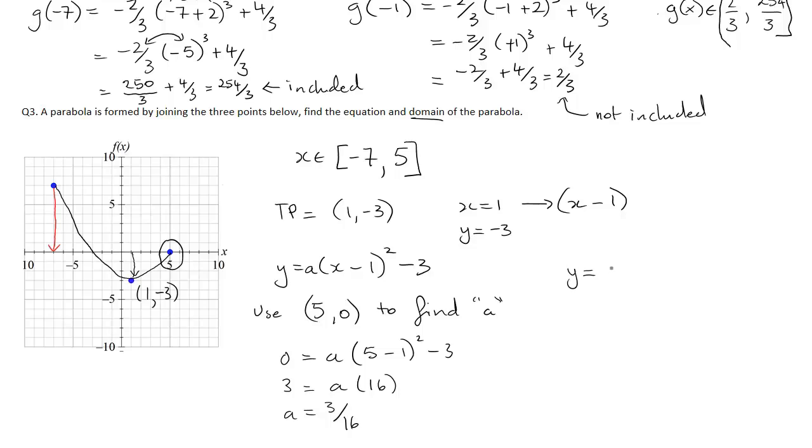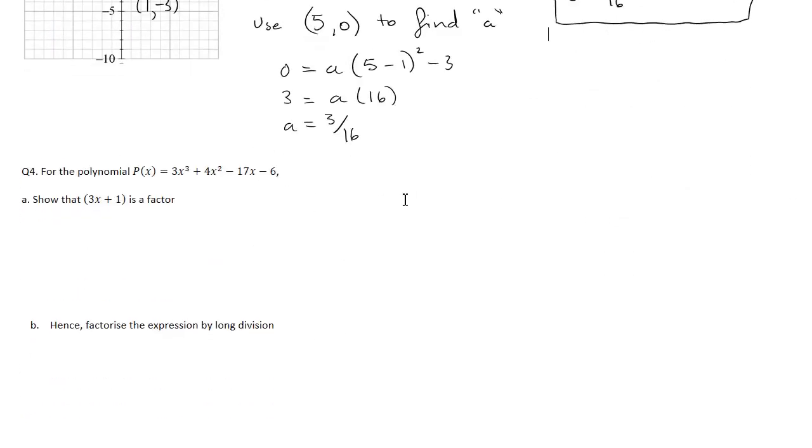So y is equal to 3 over 16 (x - 1) squared minus 3. Okay? So that's the equation of the parabola. We may need to put it into a specific form, but for this question, it's okay. It's completely appropriate to put it in turning point form. That's fine. Okay.